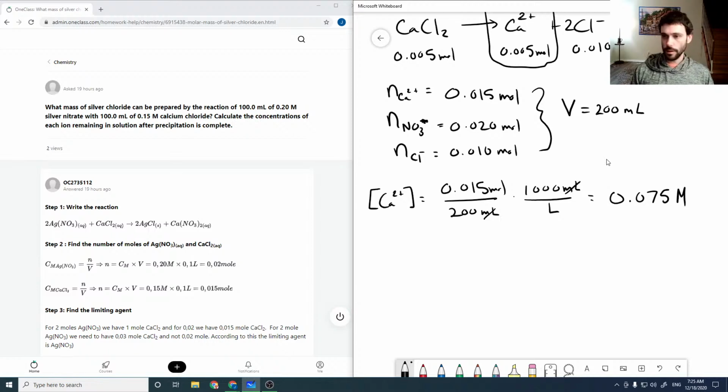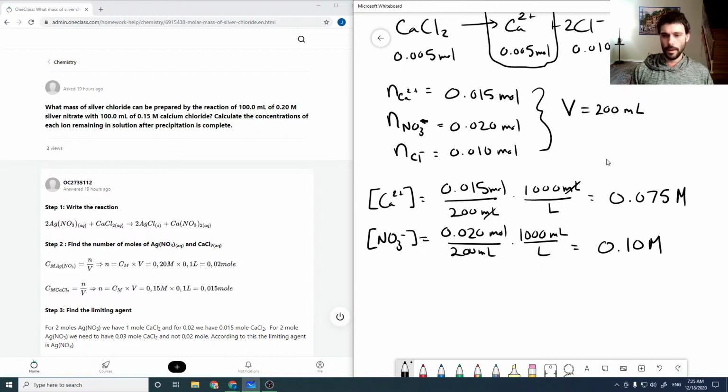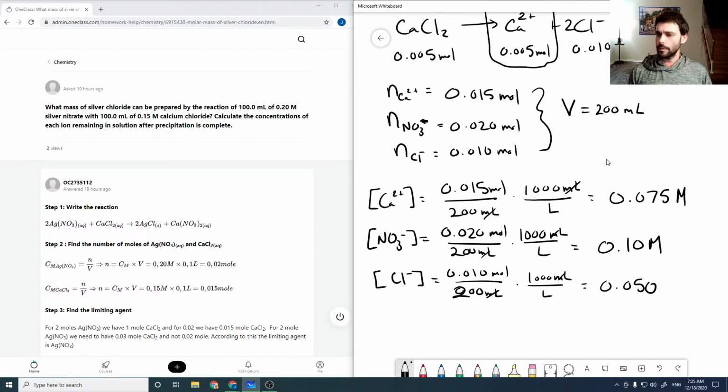Okay, and then our concentration of NO3 minus is 0.020 moles over 200 mils times our 1,000 mils per liter, which comes out to be 0.1 molar. And our concentration of chlorine is calculated in the same way, I should say. Canceling units everywhere. 0.050 molar. Okay, and so there's our concentration of all our ions left in the solution.